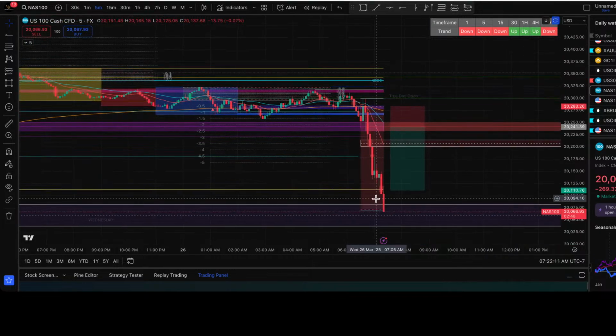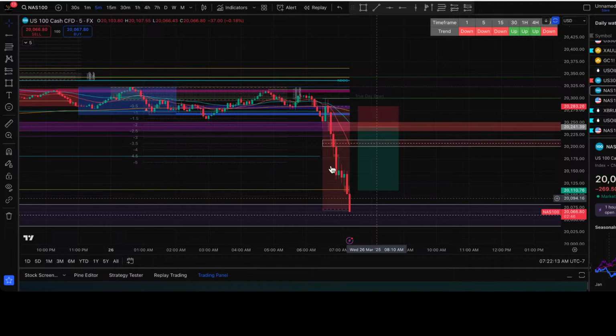So the market has already ran down. It didn't really tap any of these fair value gaps. This is what we call a runaway market. During a runaway market, what do we do? We wait for confirmation, retracement, extension.